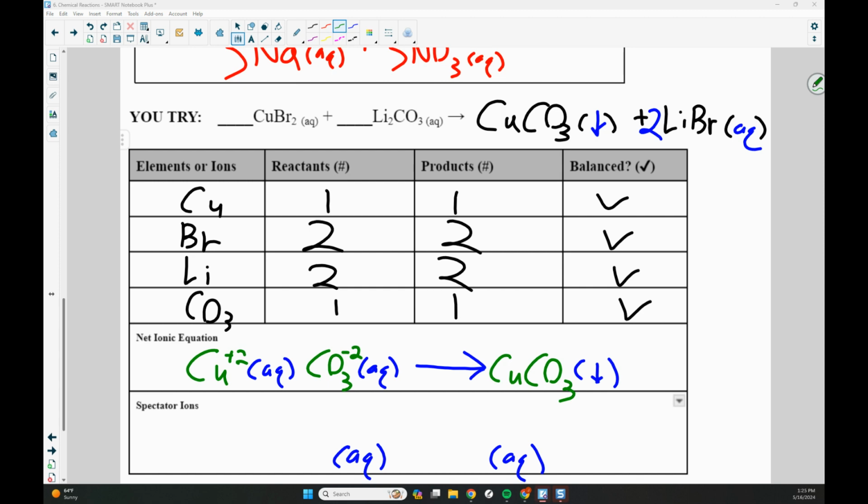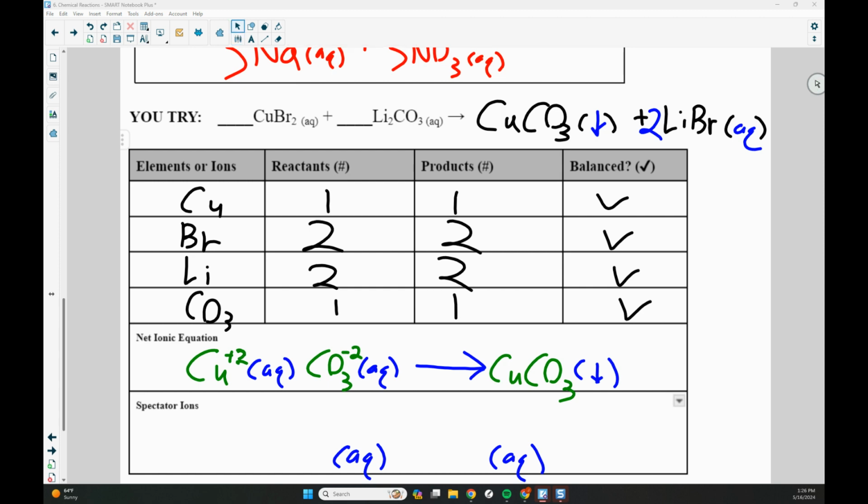Questions about that? Yes, sir. Do you have to write the charges? You do have to write the charges because we're showing that these ions are floating around dissolved, and when they're dissolved by themselves, they have a charge. So we want to show that. When they combine with each other, they lose that charge because they become neutral in the compound.